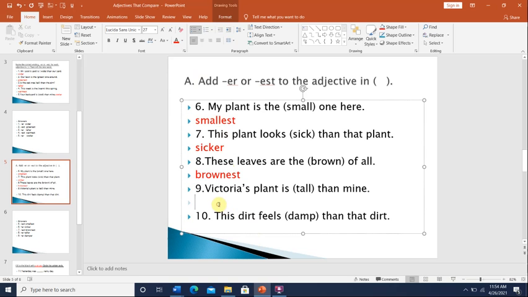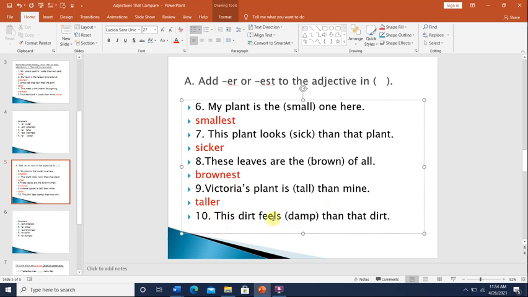Number 9. Victoria's plant is taller than mine. We are comparing Victoria's plant and my plant. So what will we do? We will add ER to tall. Very good. Okay, because we are comparing 2 plants. So that's why we added ER. But if we said Victoria's plant is the tallest of all, we will add EST. But here it says Victoria's plant and my plant. So that's why we added ER.